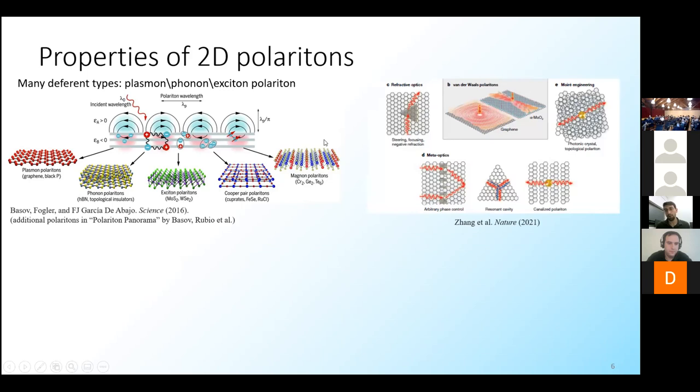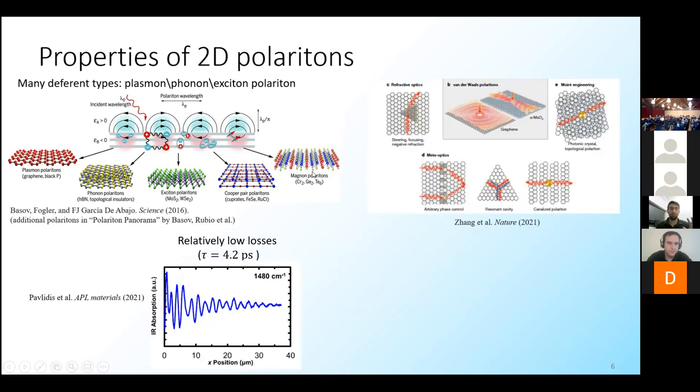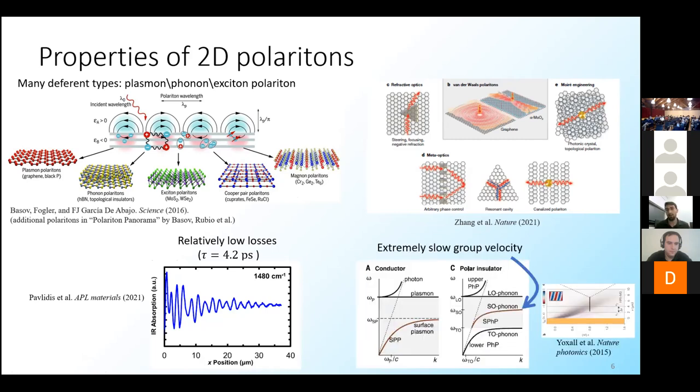And for us, if we want to measure the dynamics of optical vortices, we really need two important properties. The first one is to have relatively low losses, so we want some optical mode to do a movement before it completely decays. And the second property which is important for us is extremely slow group velocities. So we want the shape of the light inside the sample not to move too fast, in order for us to measure it. And generally, measuring polaritons is quite challenging.